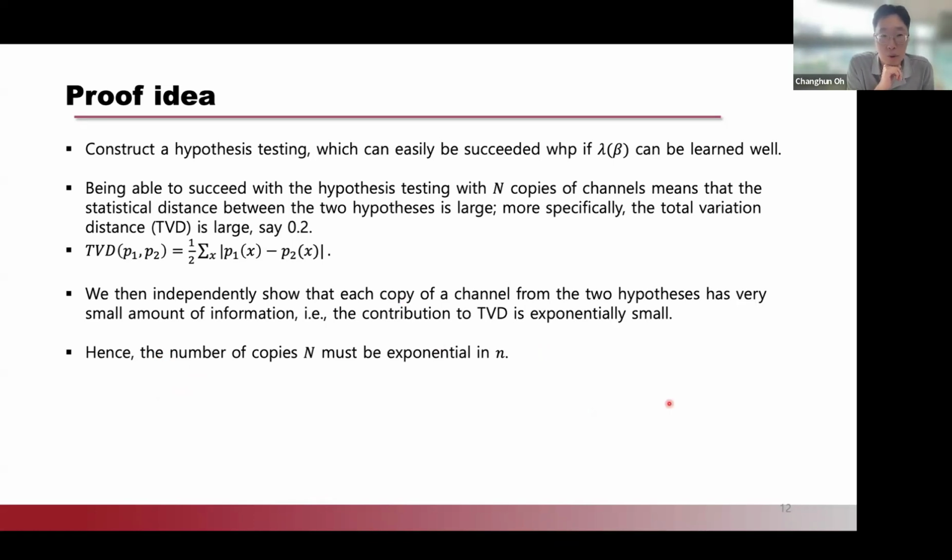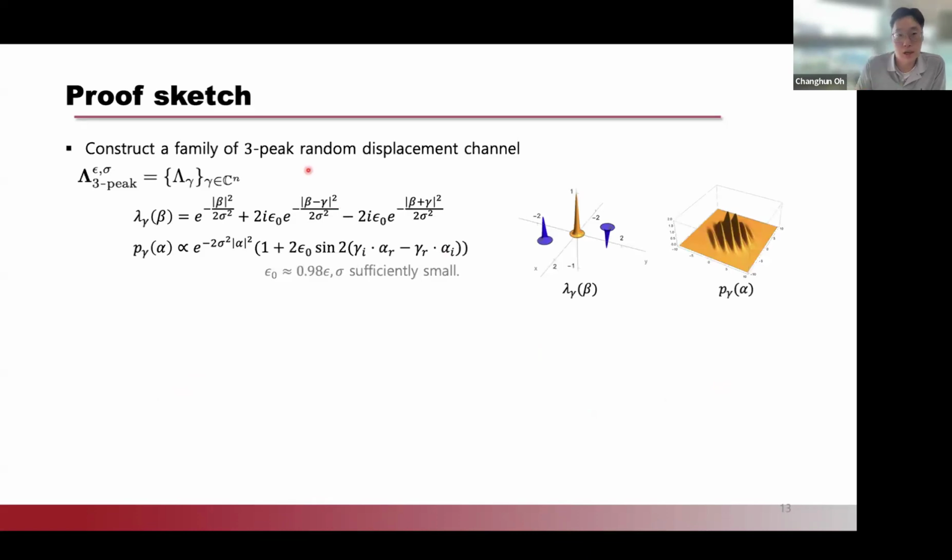Let me give you a more specific proof technique here. We are going to consider this three-peak random displacement channel. The family of channels we are going to consider looks like this. The characteristic function always looks like a sum of these three factors, three Gaussian-shaped functions. The first function has a peak at the center, the second has a peak at gamma, and the third one has a peak at minus gamma.